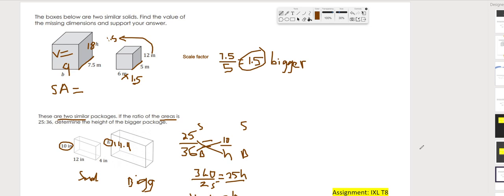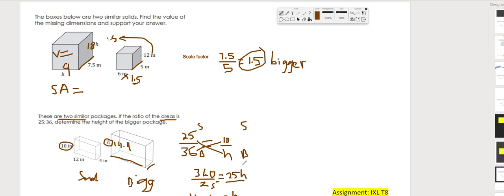Now, in case I want to find the length, it will be the same thing. You set up a proportion to find the length. If they ask you what the width is, you set up a proportion using this. Again, the ratio is 25 to 36. Well, that's just one way.